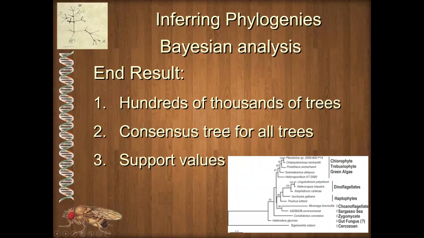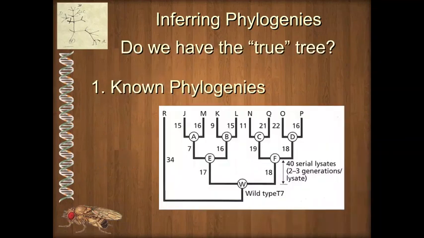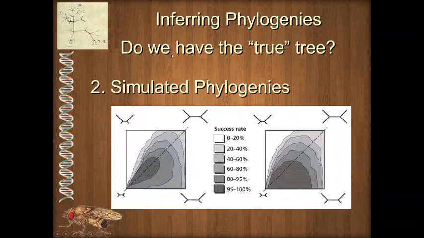Okay, so a review of some things we've talked about already. We can use known phylogenies, like from bacteria, and determine whether parsimony, maximum likelihood, or Bayesian analyses are best. And we can also use simulated data. And we've talked about areas like long branch attraction where parsimony fails.